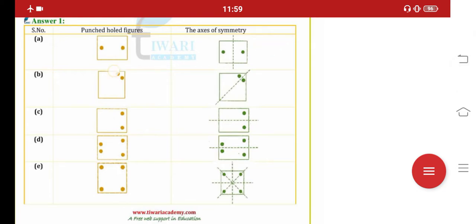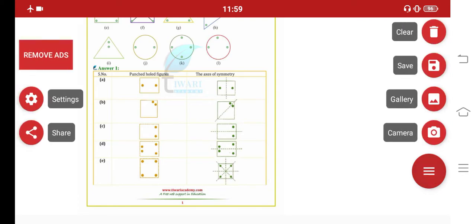Now see here, there are two holes, 1 and 2. So how will we divide these two holes? If we divide it diagonally, then we can find both axes of symmetry, one over the other. So this is how we can solve question number 1. Punched holes are given and we have to find out our axis of symmetry.